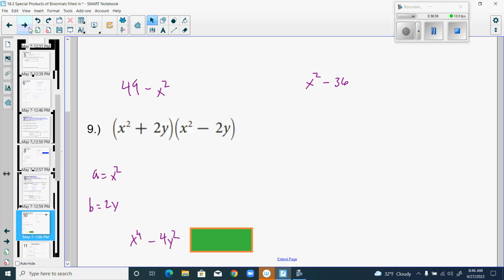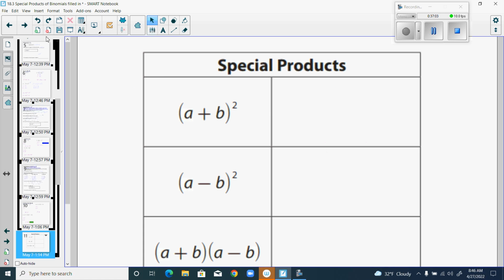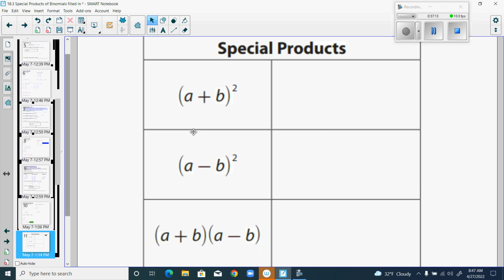If you have a binomial squared with addition in the middle, our pattern is a squared plus 2 times a times b plus b squared. So we take the first term, square it, then we take 2 times a times b, and then we take the second term, square it, and that's our answer. We do not have to do the box method. We can get our answer right away.